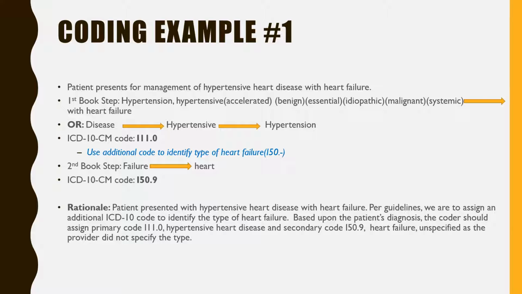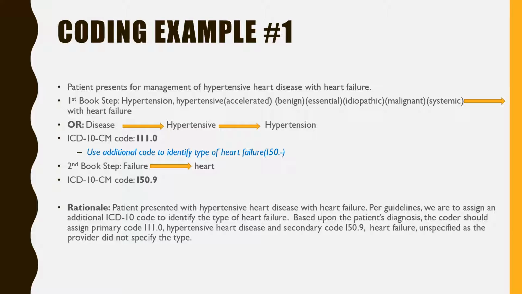Whether you choose the first book step or the optional book step, our ICD-10-CM code should be I11.0. Once we go to I11.0, there's an additional coding note, which states that we are to use an additional code to identify the type of heart failure. It also gives us the category in which we should be looking to determine what that additional ICD-10 code should be for heart failure.